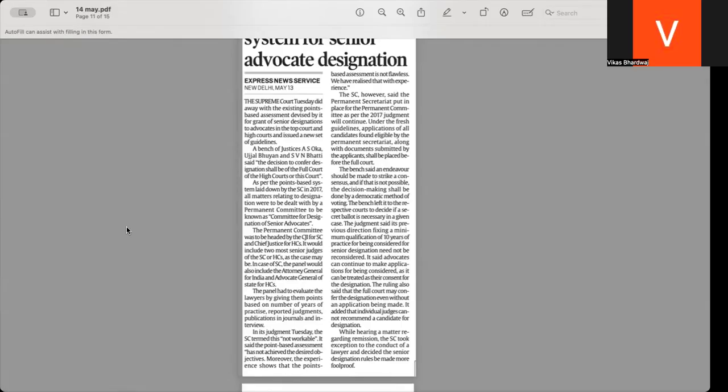So what we can say, the court correcting itself and taking a course correction is an amazing thing. The decision shall be done by the democratic method of voting. The bench left it to the respective courts to decide if a secret ballot is necessary. The judgment said its previous direction of fixing a minimum qualification of 10 years of practice for being considered for senior designation need not be reconsidered.